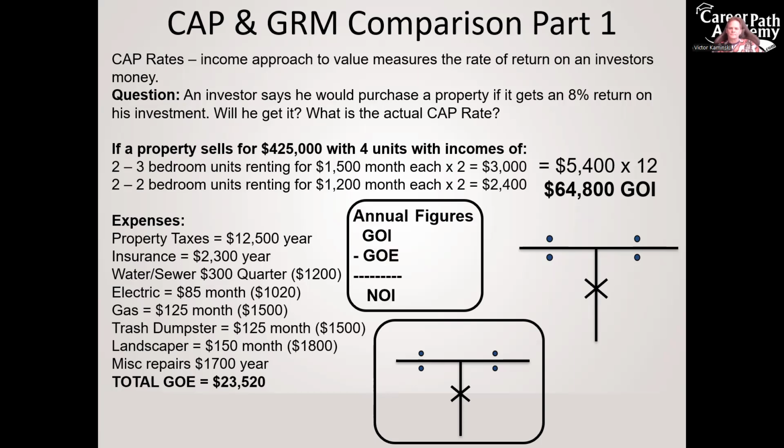So you would take the 64,800 minus the GOE, right? You see I'm doing it on the screen right here in the center. 23,520. That would give you 41,280, and that would go on top.